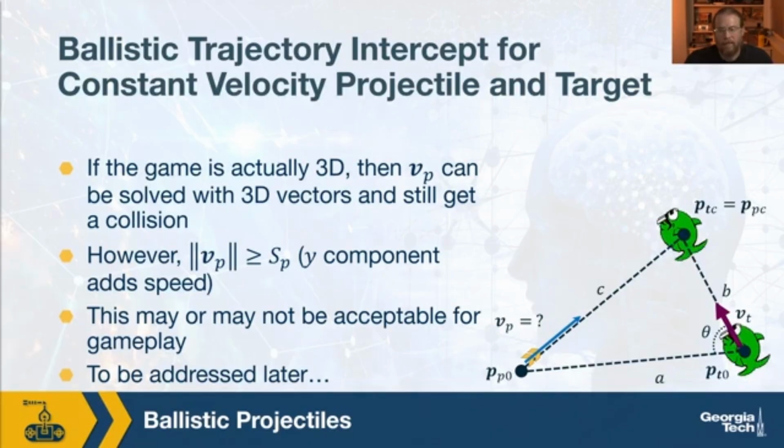Now, this may or may not be acceptable in terms of your gameplay. Some games that'll be fine, and it kind of looks natural. It's sort of like something's farther away and up at an angle. The agent just throws harder because it's maybe more effort. Sometimes that's not acceptable, and you might want to actually impose the speed limit.